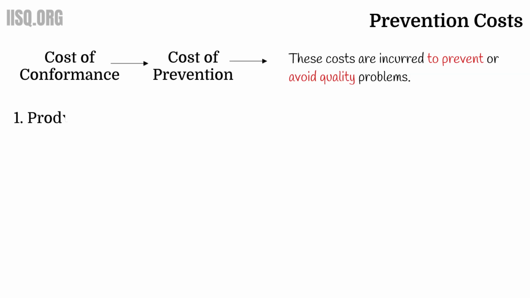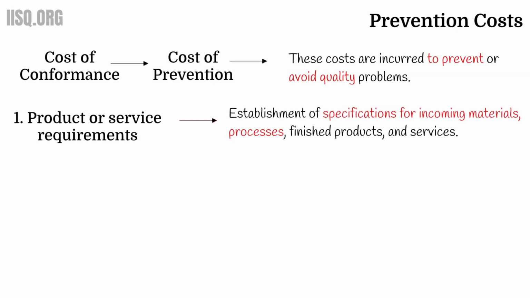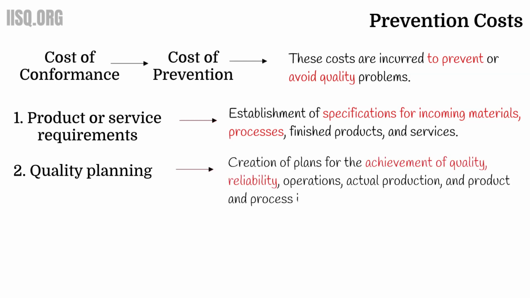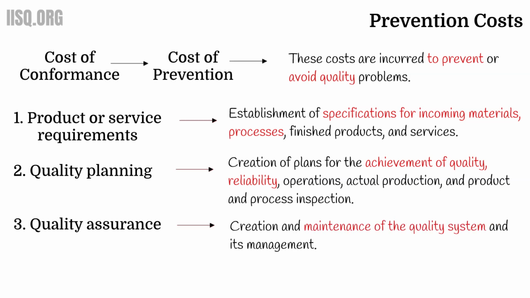These are product or service requirements. These include the establishment of specifications for incoming materials, processes, finished products, and services. Quality planning. These include the creation of plans for the achievement of quality, reliability, operations, actual production, and product and process inspection. Quality assurance. This refers to the creation and maintenance of the quality system and its management. The last type is training. This refers to training for the development, preparation, and maintenance of programs, and the like.